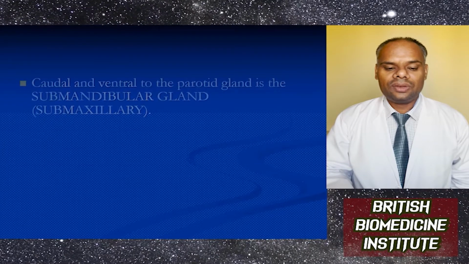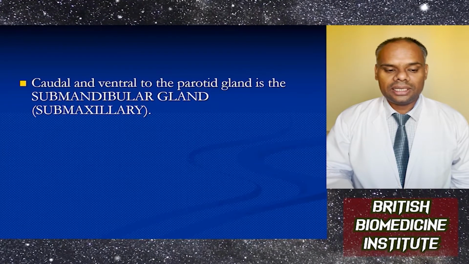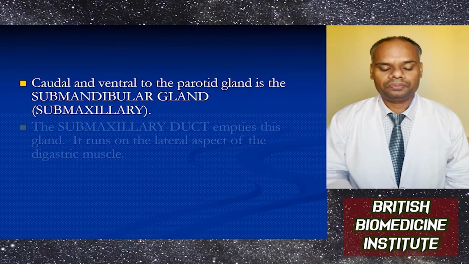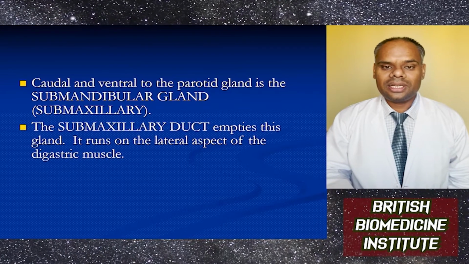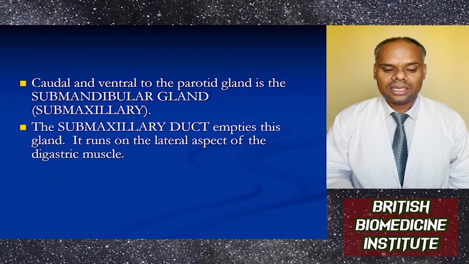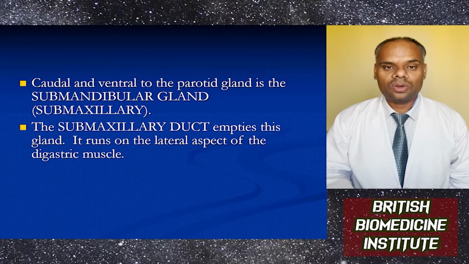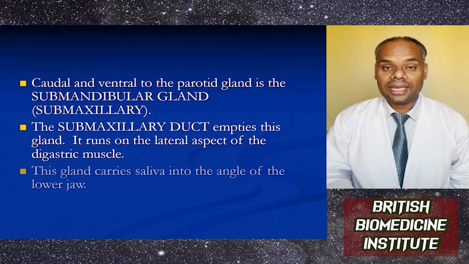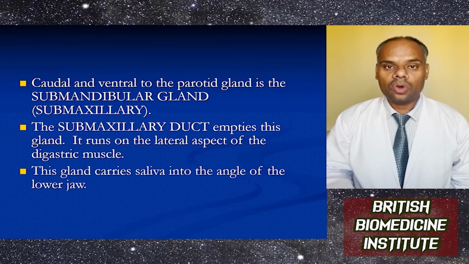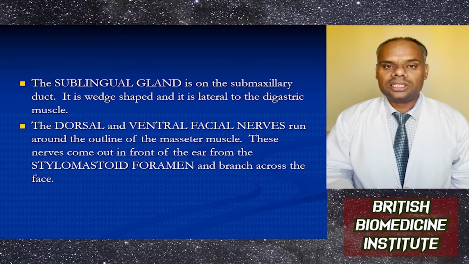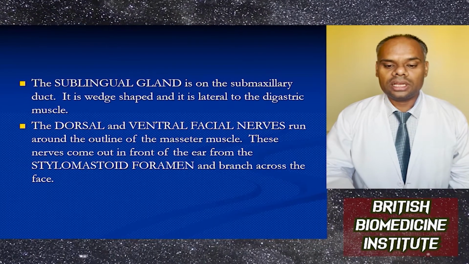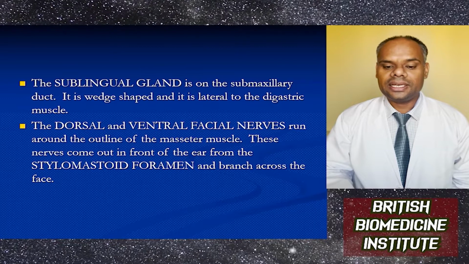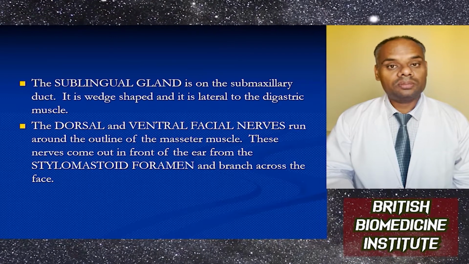Caudal and ventral to the parotid gland is the submandibular gland, also known as the submaxillary. The submaxillary duct drains this gland. It runs on the lateral aspect of the digastric muscles. This gland carries saliva into the angle of the lower jaw. The sublingual gland is on the submaxillary duct. It is wedge-shaped and lateral to the digastric muscles.